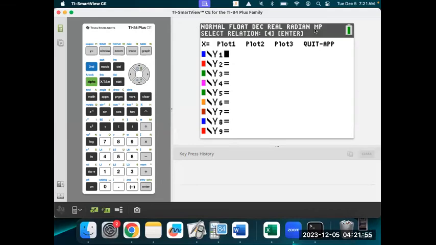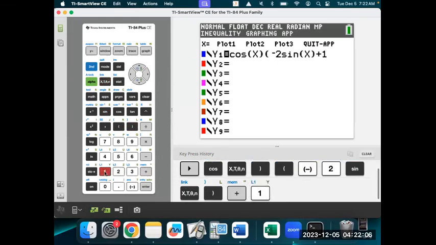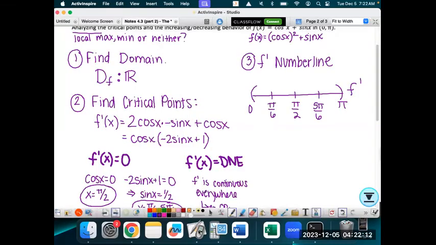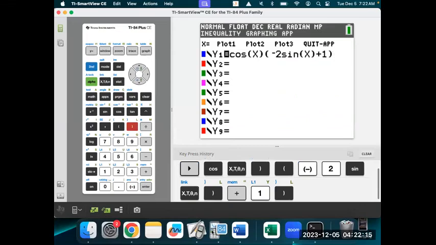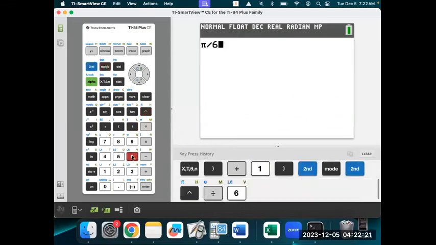All right, so putting my derivative function into my calculator, we got cosine of x times -2 sine of x plus 1. Let me just double check that really quick, that way I'm not going to make any mistakes later on. Looks good. Okay, so I'm going to first and foremost figure out the decimal version of pi over 6. So I think it's safe if I do half.